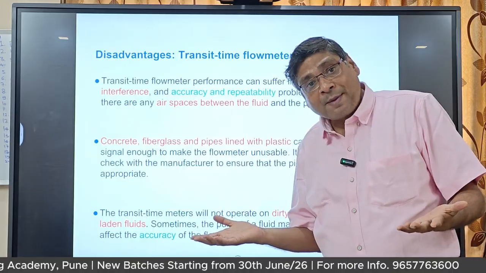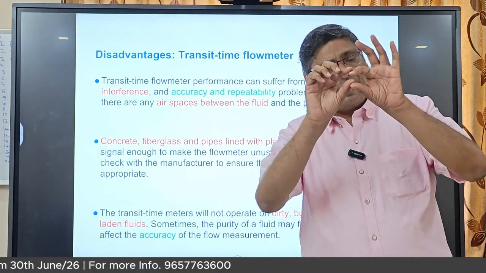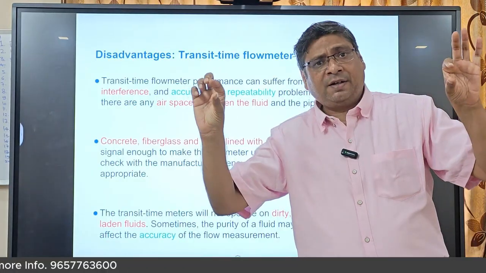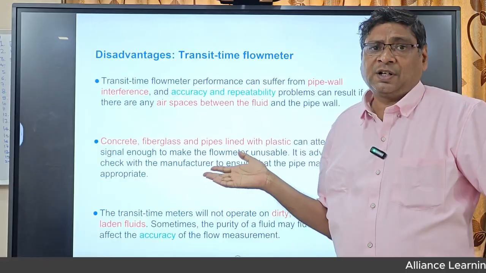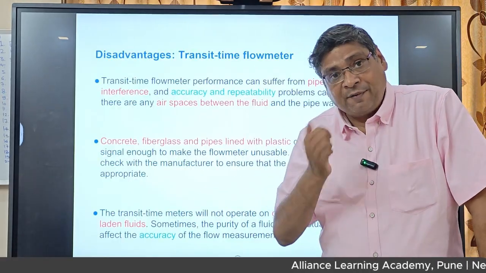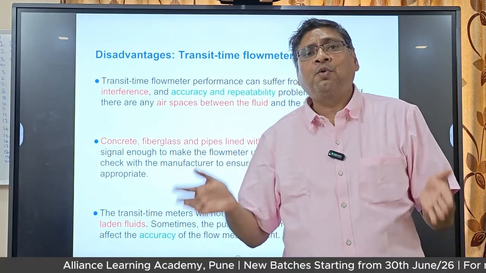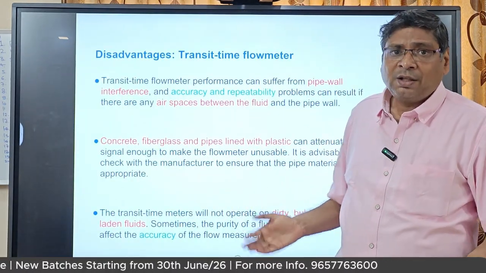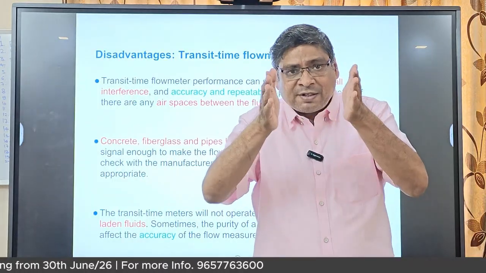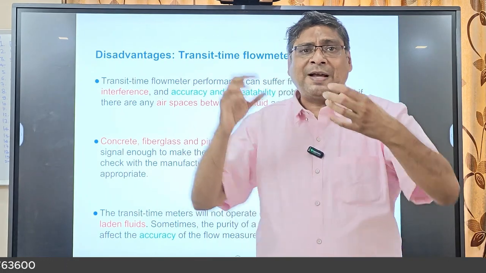Very old pipes of CI, DI or sometimes MS also, if there is a lot of things inside, a build-up of sludge and all, then also it will not work. Even an SDP pipe, it will not work. So if I have an SDP pipe and I want to do the measurement with the ultrasonic flow meter, then what do I have to do?